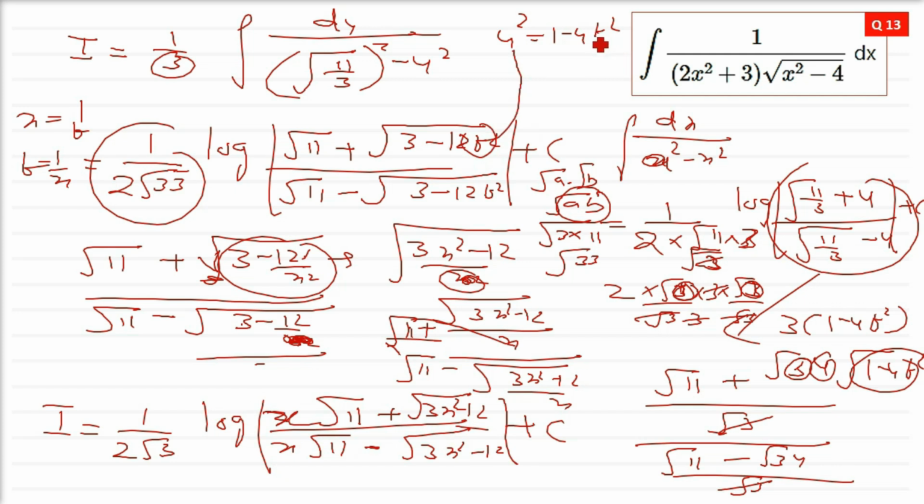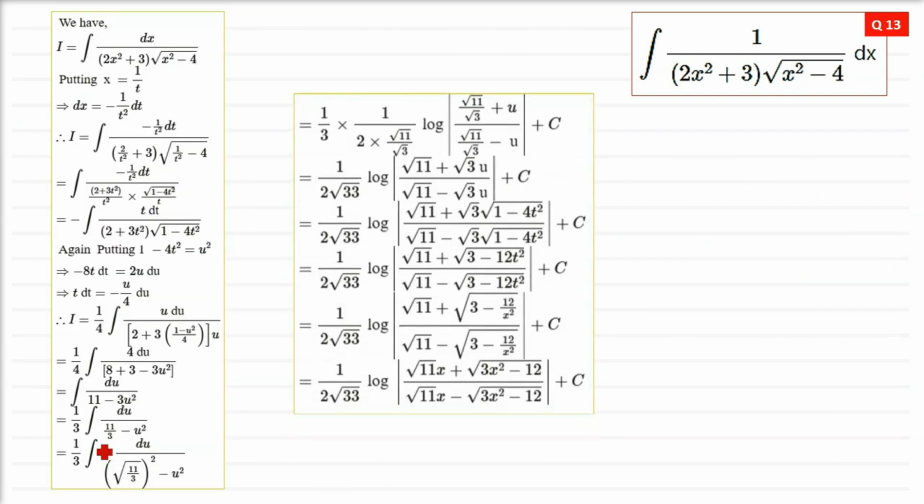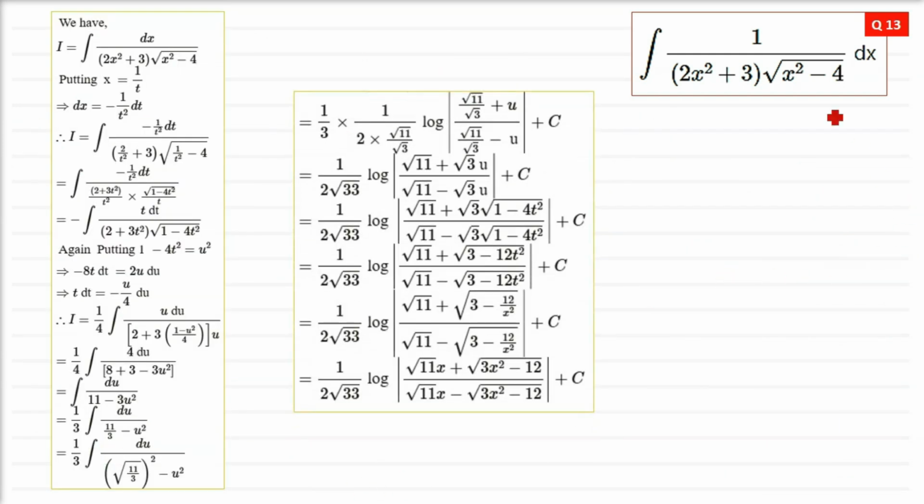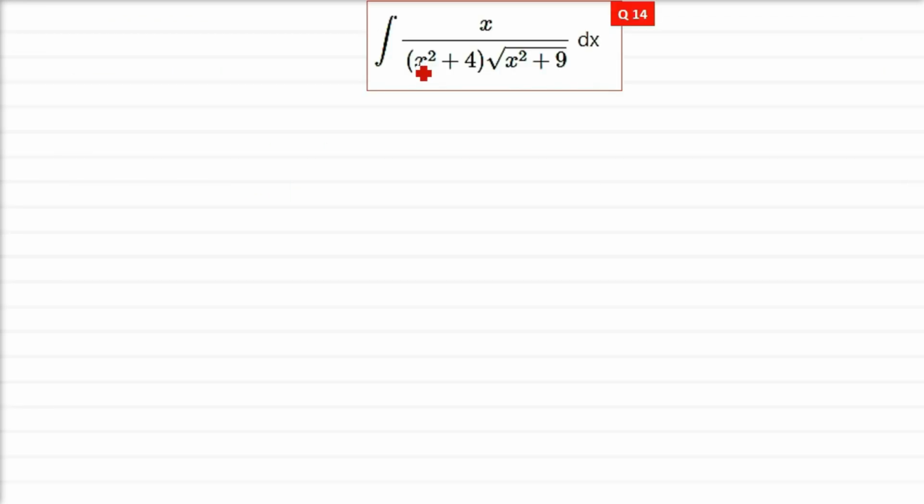So we have replaced t in terms of u, then we have replaced everything in terms of x. So how to do this? It's a good question because it is worth 4 to 5 marks. You can do it in this way. Now the next question has already been done in the previous few questions, but it's like a revision.